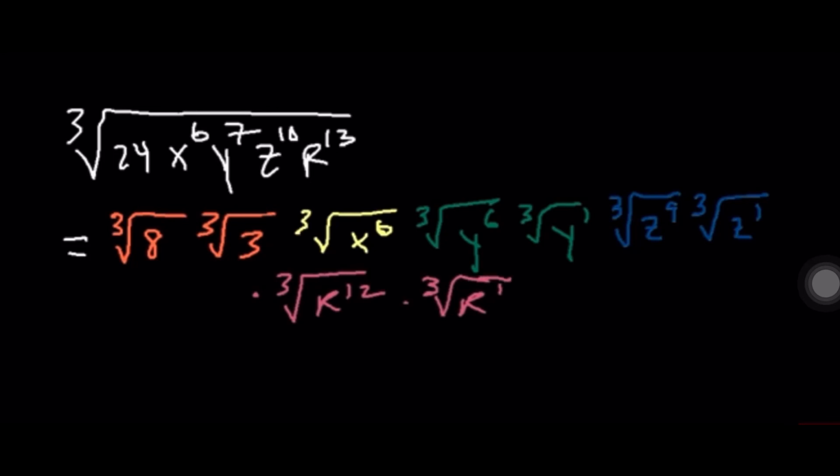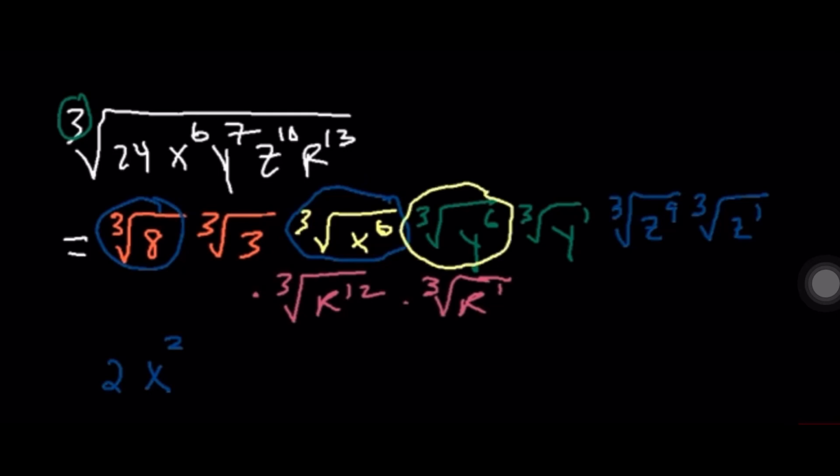Okay, let's simplify the radicals that can be simplified. The cube root of 8 is 2. And here, 6 divided by 3 is 2, so that turns out to be x squared. If you have an odd index, there are no absolute values that you have to write for this. Now this one, 6 divided by 3, that's also y squared.